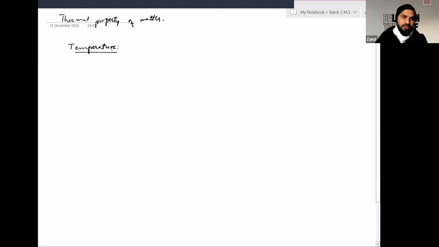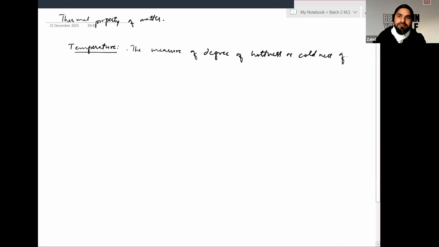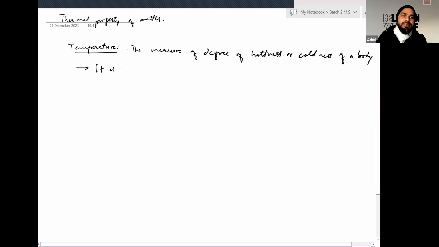So let me define what you mean by temperature. The measure of degree of hotness or coldness of a body. It is a relative term which is defined with respect to some reference. Rahaf, is it clear?